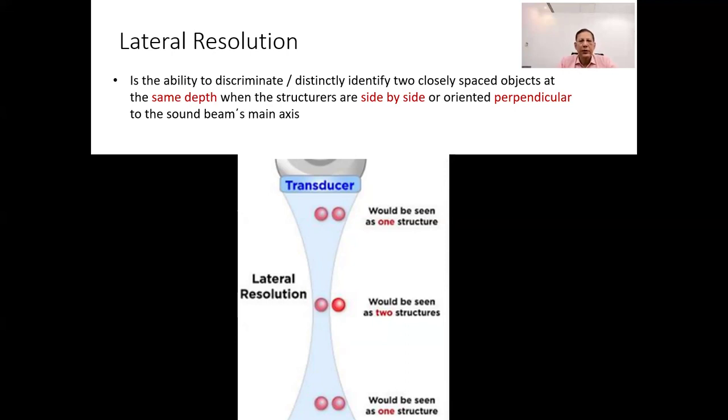The lower the numerical number, the better the lateral resolution, and the more accurate the image will be. If the space between two reflectors is less than lateral resolution, they will not be resolved and will be seen as one structure. If the space between two reflectors is greater than lateral resolution, they will be resolved and seen as individual structures.